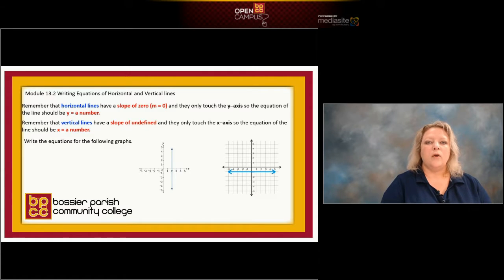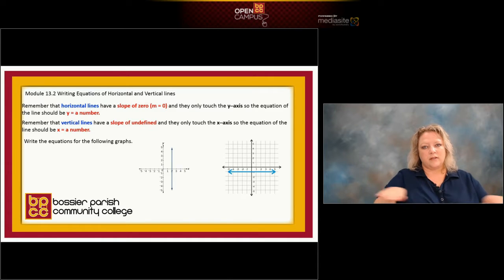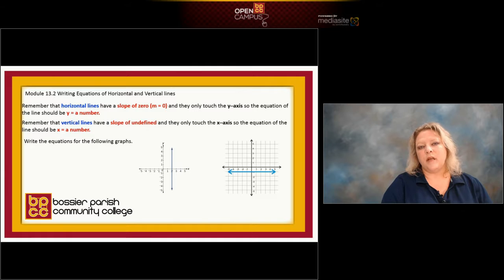Thing one, horizontal lines have a slope of 0, okay? Their slope is 0 because they run horizontally, left to right, but they don't rise. When you rise, that gives you that diagonal line. So the slope is going to be 0. If the slope is 0, that means they're only going to touch the y-axis. So their equation is y equals whatever the number is where they touch that y-axis.